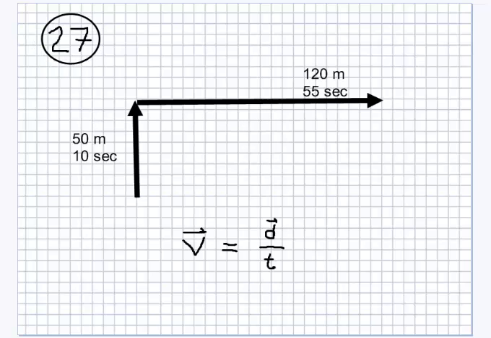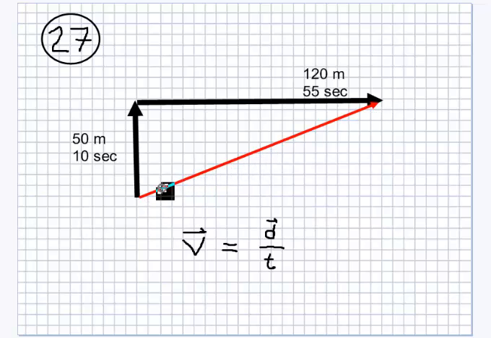Okay, this one goes back to vector days. We've got a truck traveling at 50 meters north for 10 seconds. Then he takes a sharp turn and travels 120 meters to the east for 55 seconds. And we're asked to figure out the magnitude of the average velocity. So we're not concerned with the direction, even though we do know it's going to be, let's actually draw out that vector. We do know it's going to start here and end here, so that would be the direction of the velocity. But we just want to know how big that is.